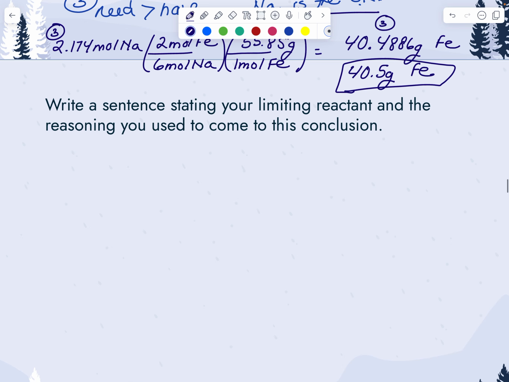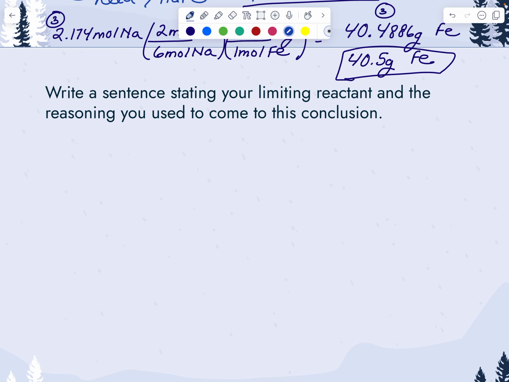Right? So now we write a sentence about that limiting reactant. Remember, you can kind of think of this as claim, evidence, reasoning. My claim is, what's the limiting reactant? So the first thing that I'm going to say is 50.0 grams of sodium is the limiting reactant. And then I'm going to say why.